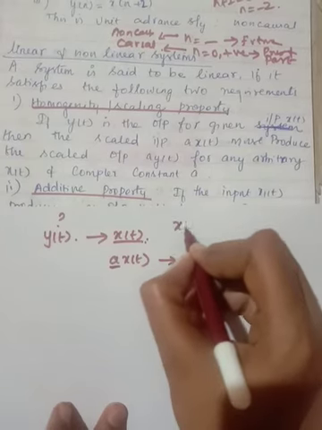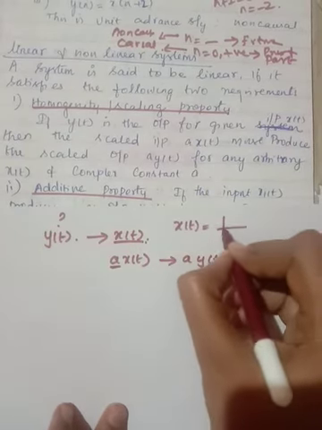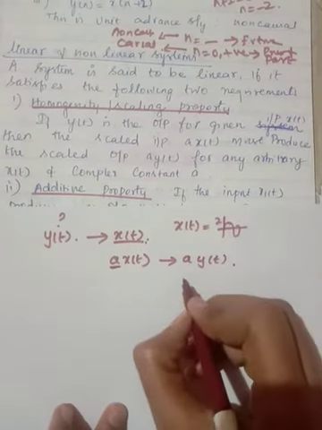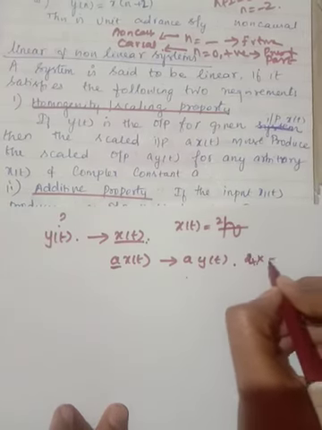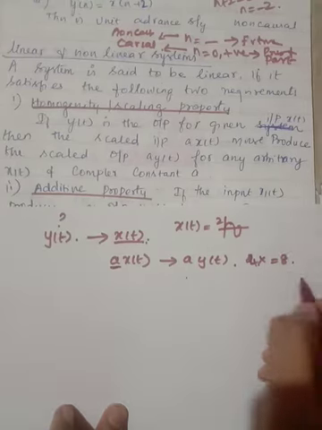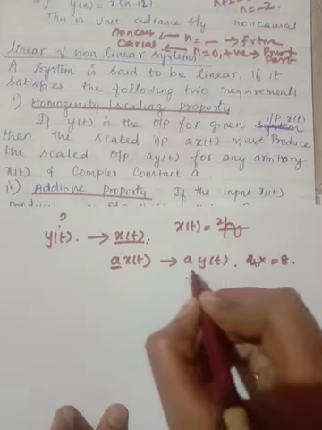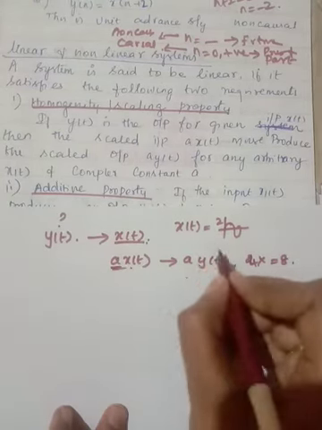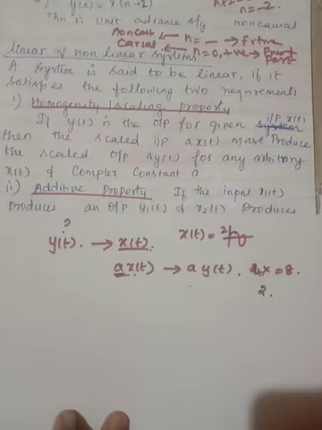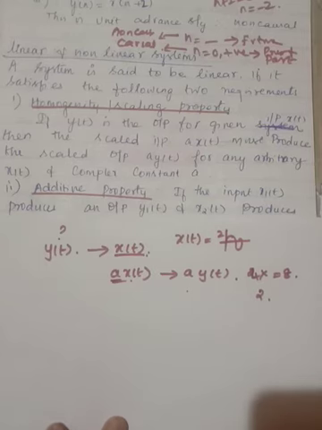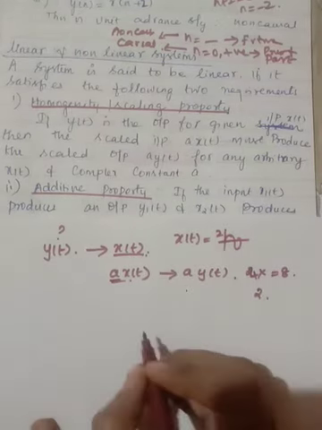Consider previously x of t, I am having the amplitude 2. Now I am multiplying this signal by a factor of 4. So at the output, I have to get 8, right? So that is the correct scaling. Instead of getting 8, if I am getting 2 alone, is the output scaled? No, it is not scaled, right? So that is the homogeneity or scaling property.